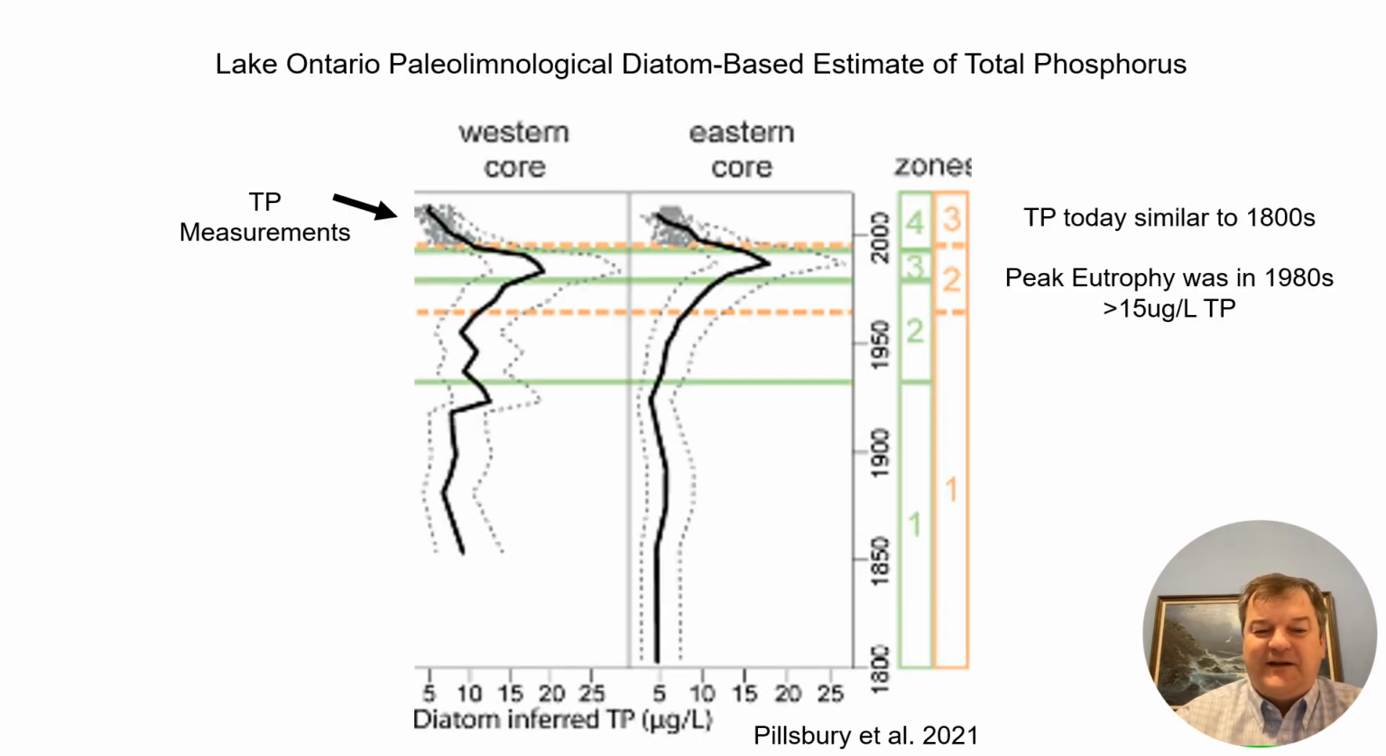You can actually track the changes of productivity of Lake Ontario over time using paleolimnology. This is a diatom-based estimate of total phosphorus from two cores in Lake Ontario. We see that back in the 1800s, estimated total phosphorus was actually similar to today's values, whereas in the 1900s, with land development, agriculture, and industrialization, we sharply increased phosphorus until the mid-70s to 80s, where we reached levels greater than 15 micrograms per liter. This considerably decreased due to phosphorus management as well as the invasion of dreissenid mussels. And you can see the gray values near the surface are actually monitoring total phosphorus measurements. So you see the model does quite well.